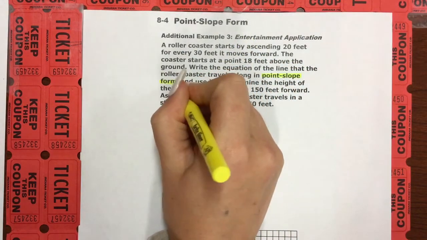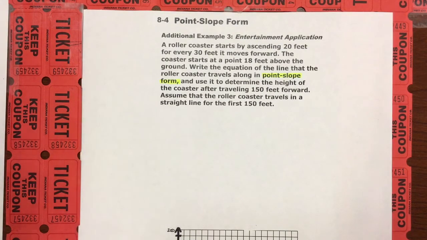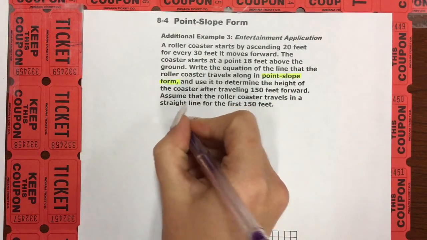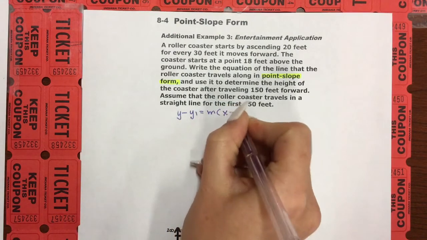Okay, so we're going to have to write an equation in point slope form and use it to determine the height of the coaster after traveling 150 feet forward. Assume that the roller coaster travels in a straight line for the first 150 feet. So what we're going to have to do is write an equation in point slope form, which is y minus y1 equals m multiplied by the quantity x minus x1.